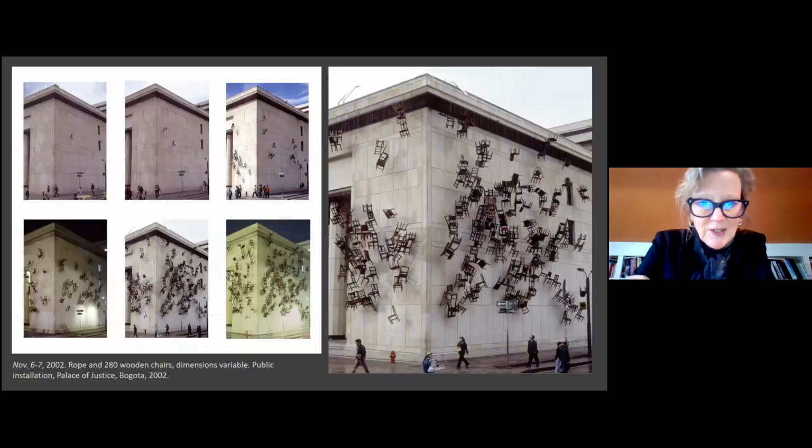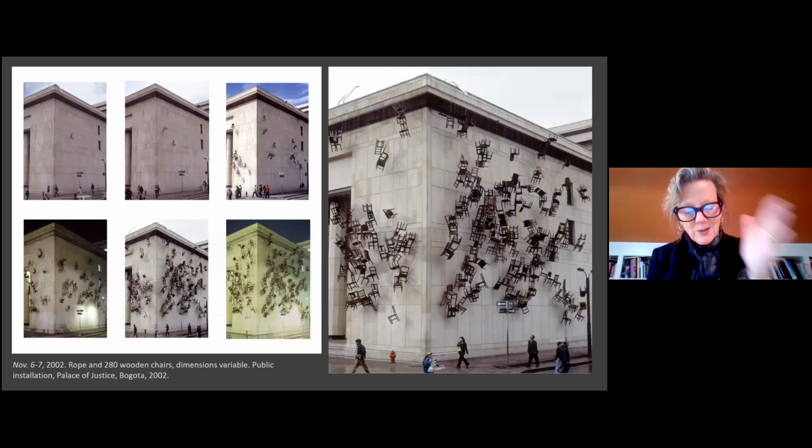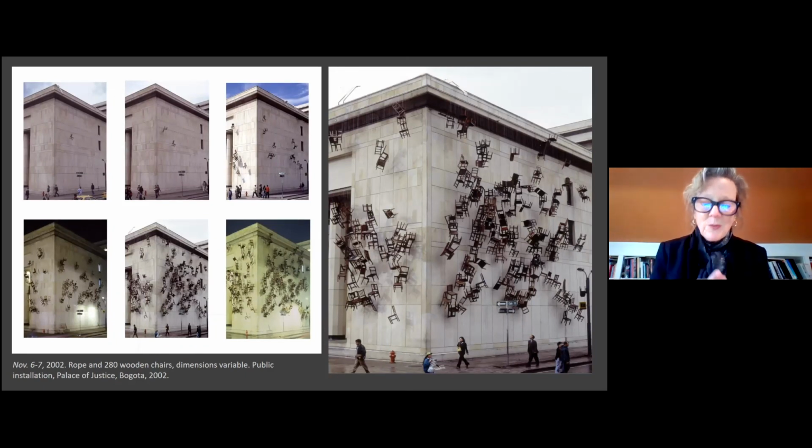This here is an installation that she created. It's actually a performance piece. October 6th and 7th of 2002, on the 17th anniversary of a tragedy in the center of Bogota, she created this piece. The images on the left are time-lapse, taken over time as this installation slash performance progressed. What this was in the historical incident: in 1985, November 6th and 7th, guerrillas entered the Supreme Court building in the center of Bogota.